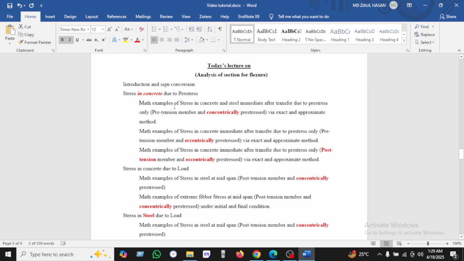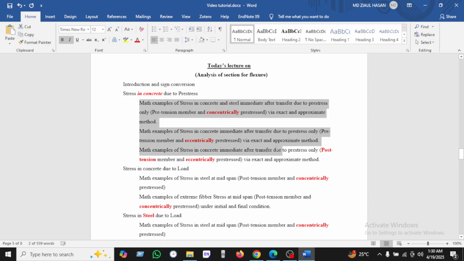And then we will see the math example of stress of concrete and steel immediately and after transformation due to prestress only. Pre-tension member, concentrically and eccentrically prestressed, by exact and approximate method.